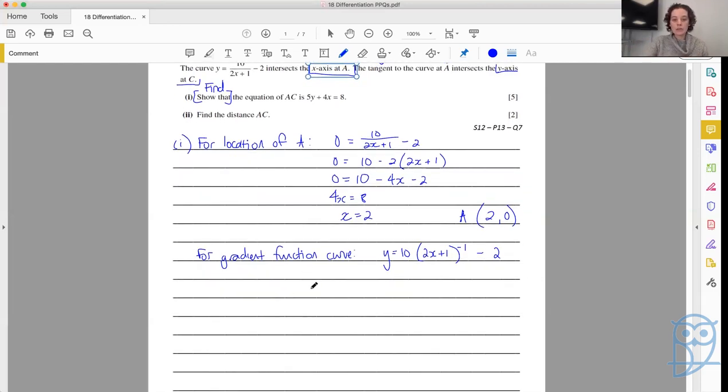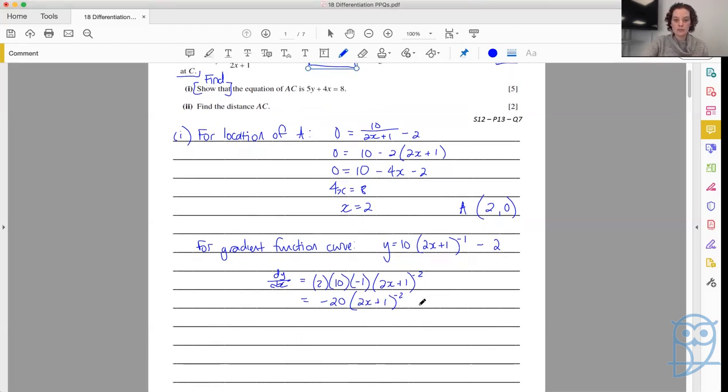In order to get our gradient, we need dy by dx. dy by dx equals a times (ax plus b) to the power. We have a linear core here. So we have 2 times 10 times minus 1, times (2x plus 1) to the minus 1 minus 1, which is minus 2. And when we differentiate minus 2, it disappears because it's a constant. We simplify: dy by dx equals minus 20 times (2x plus 1) to the minus 2. Right, now we need the gradient of the tangent.